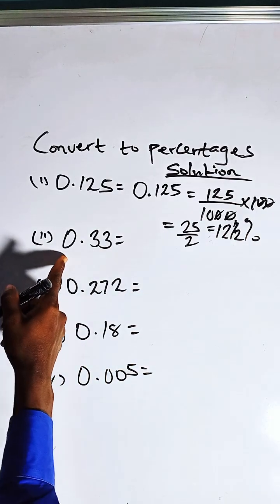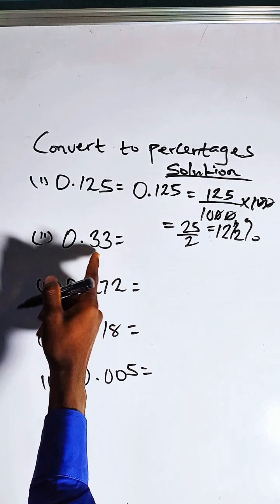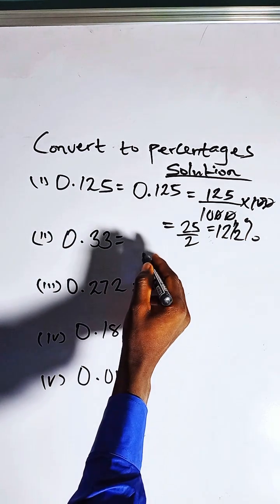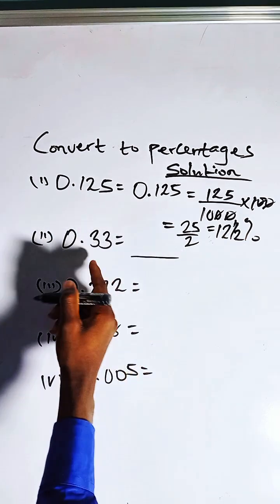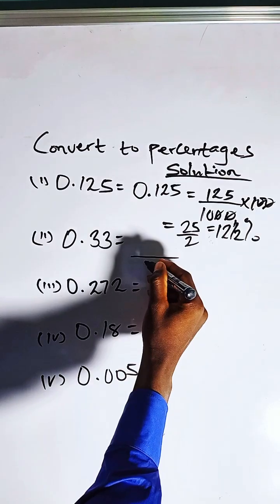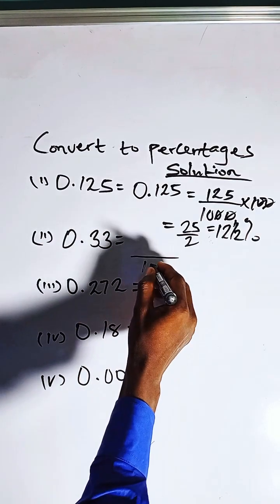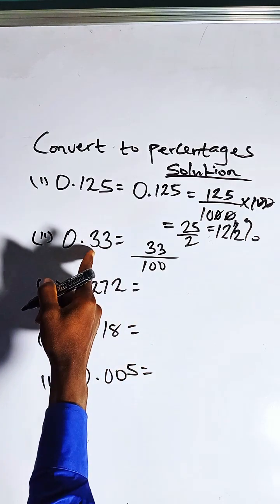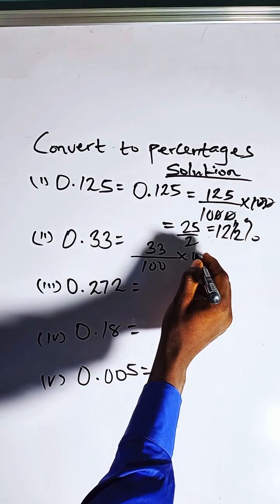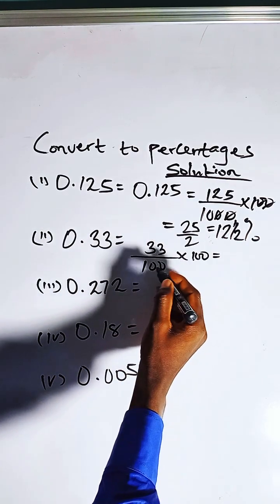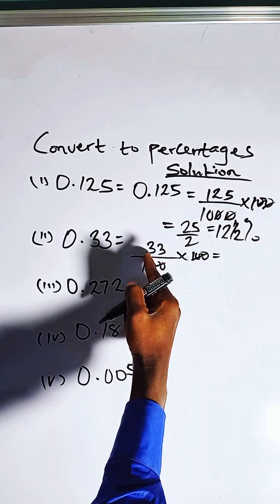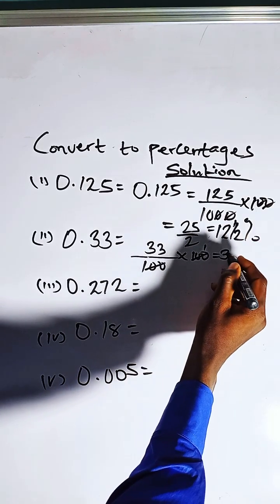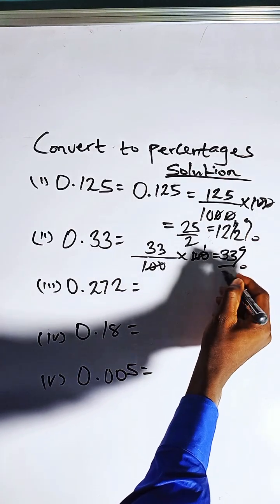Okay, so for the second one we have 0.33. So let's take this to a fraction. Okay, we draw a straight line. The decimal point will turn to 1, so we turn this to 0. So this is 33 at the numerator. So we multiply what we have by 100. Okay, so this will simplify this. So what do we have? 33 times 1, that is 33%.